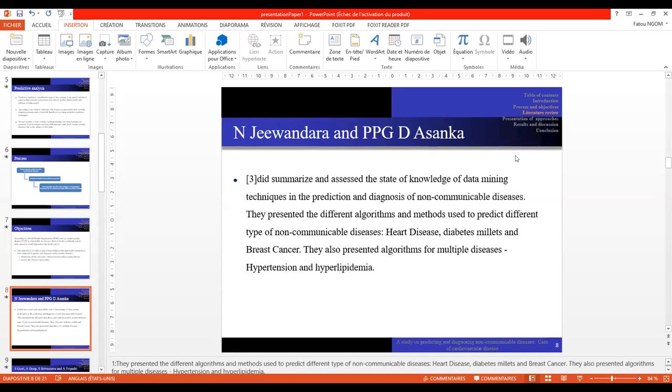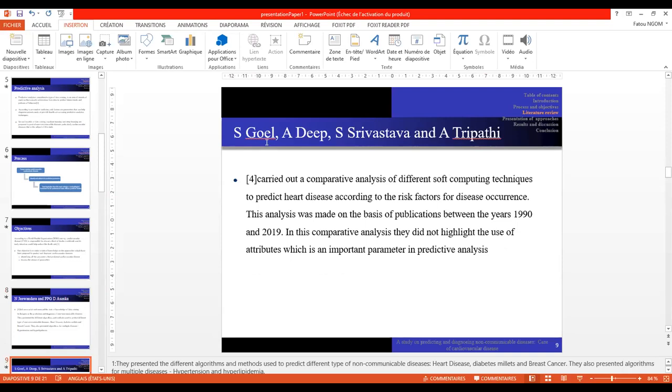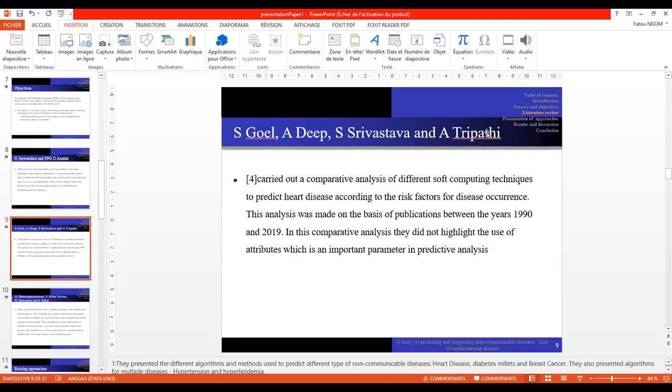In the literature review, Ng, Wandra and PPG did summarize and assess the state of knowledge of data mining techniques in the prediction and diagnostic of non-communicable disease. Goel, Deep, Srivastava and Tripathi carried out a comparative analysis of different soft computing techniques to predict heart disease according to the risk factors for disease occurrence.